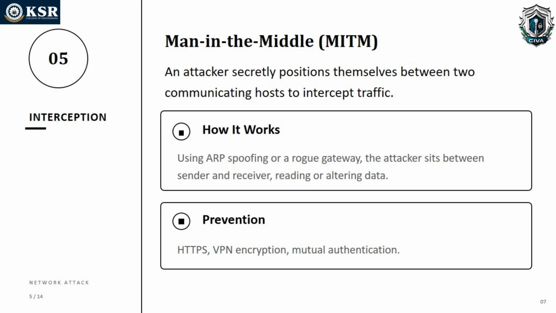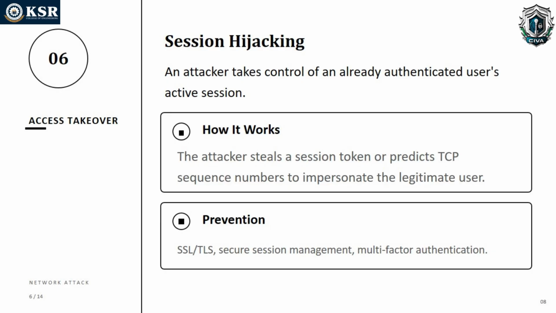Man in the middle attack. The attacker quietly inserts themselves between two parties that believe they're communicating directly. Using techniques like ARP spoofing or a rogue gateway, they can read or even alter the traffic passing between sender and receiver. This threatens both confidentiality and integrity. Strong defenses include HTTPS everywhere, VPN encryption for sensitive traffic, and mutual authentication, so both endpoints verify each other's identity.